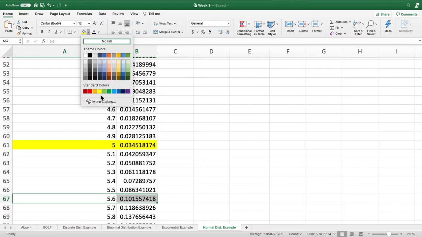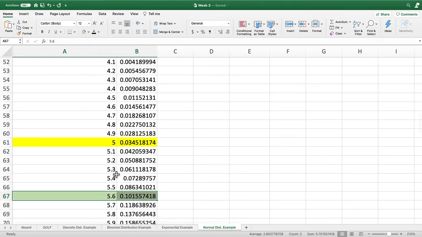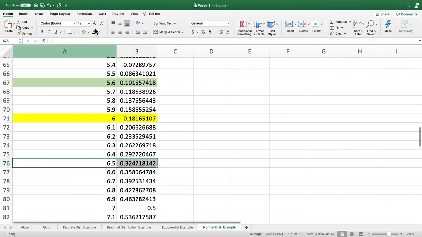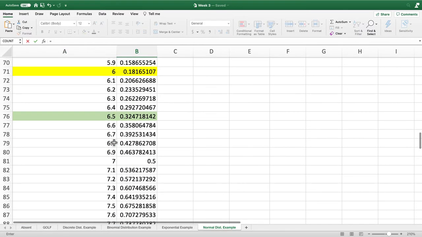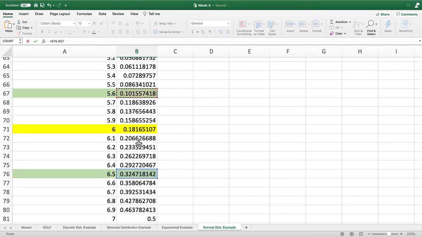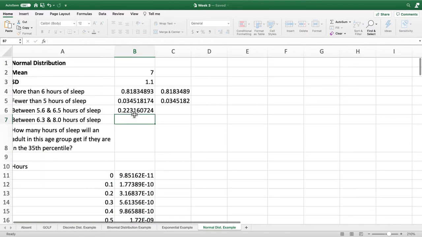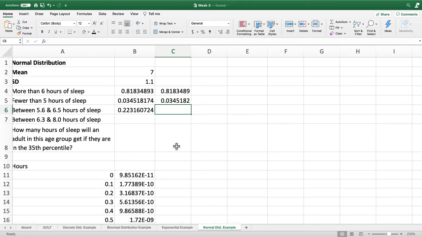5.6, I'm going to color these a different color so that way we know where they are. And 6.5. So we're going to subtract those two accumulated numbers. So equals, let's go find 6.5 minus 5.6. Hit enter, and we get 0.22. Or about 22% chance that someone would get between 5.6 and 6.5.